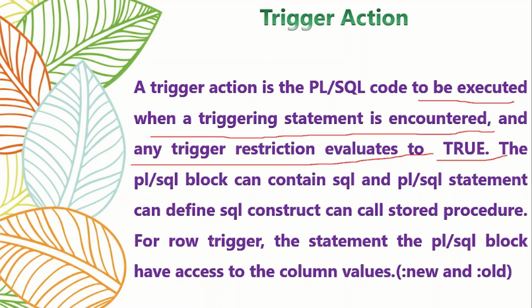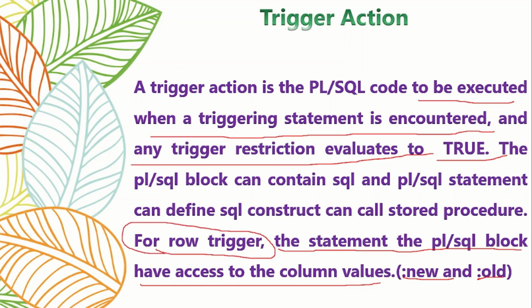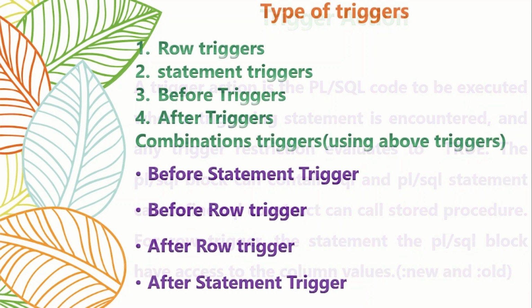Then comes the statements of the PL/SQL block, which have access to the column values new and old. Any row trigger, if you have created a row trigger, that row trigger only will have access to new and old. New means the value coming to the table, and old means the value which is already there in the table. Right? That is the definition of new and old.